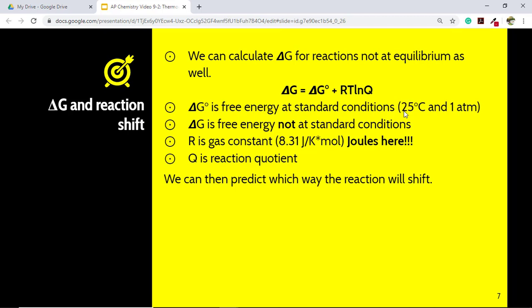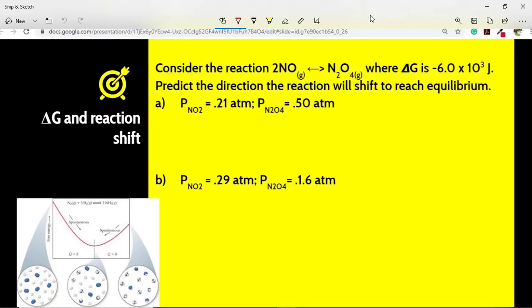Same gas constant here. It's going to give you the free energy at standard conditions, or it may ask you to calculate them. And then we can determine delta G that's not at standard conditions. Based on that information, we can then predict which way the reaction is going to shift. So consider the reaction here where delta G is negative 6.0 times 10 to the third. Predict the direction the reaction will shift to reach equilibrium.